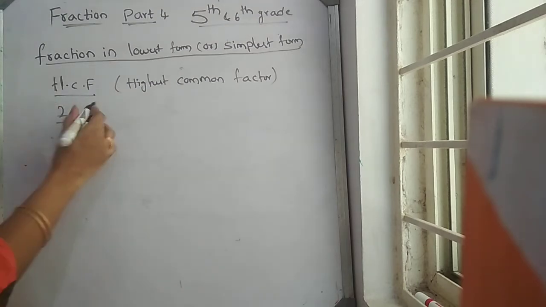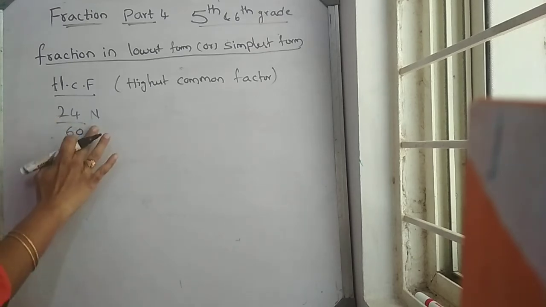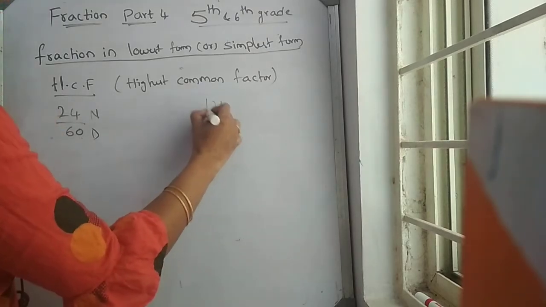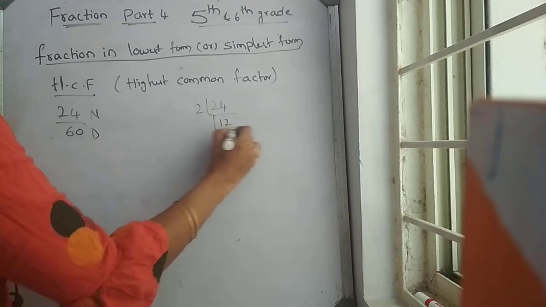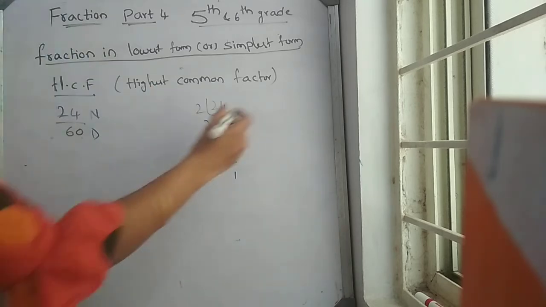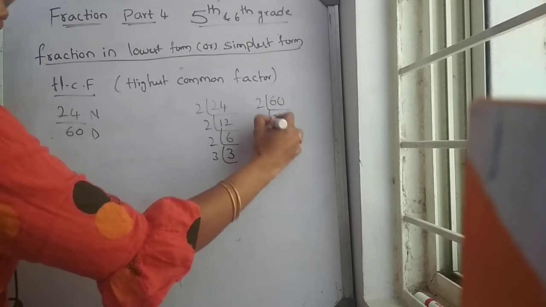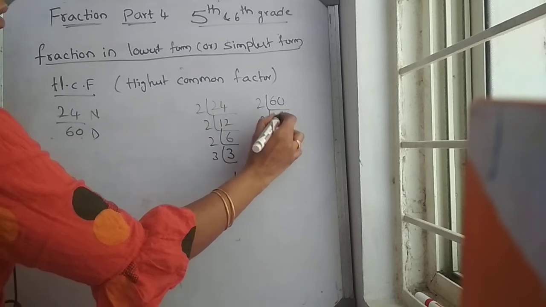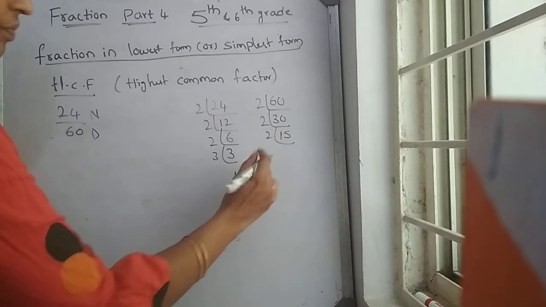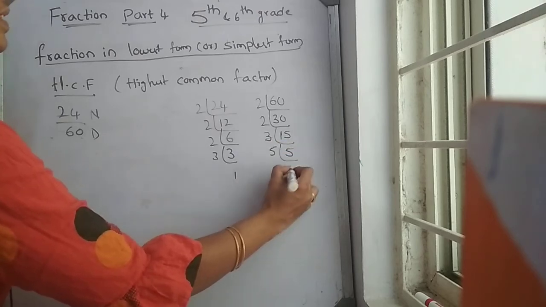First, this is the numerator, this is the denominator. First you find the factors of 24. How to find them? 2 1s are 2, 2 2s are 4, 2 12s are 24, 2 3s are 6, 3 1s are 3. Okay, what about 60? 2 30s are 60, 2 15s, 2 5s are 10, 3 5s are 15, 5 1s are 5.